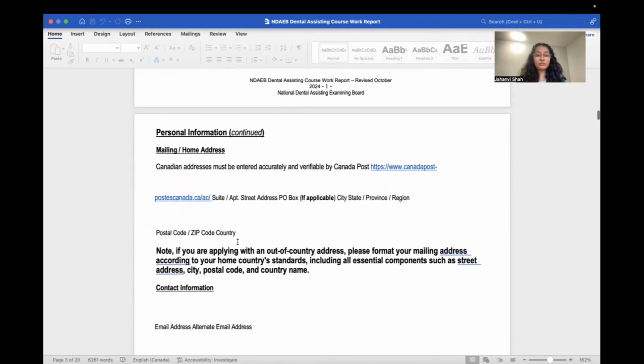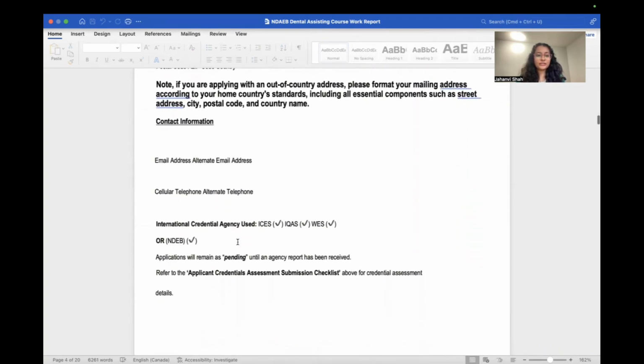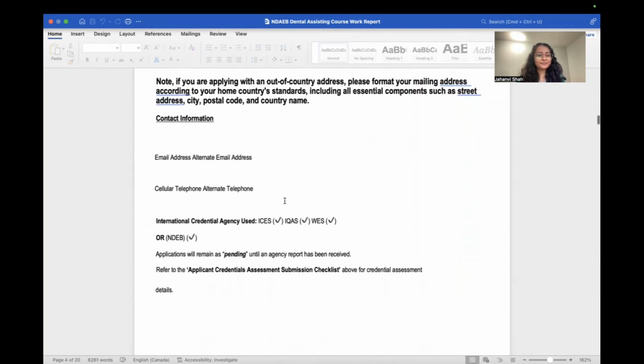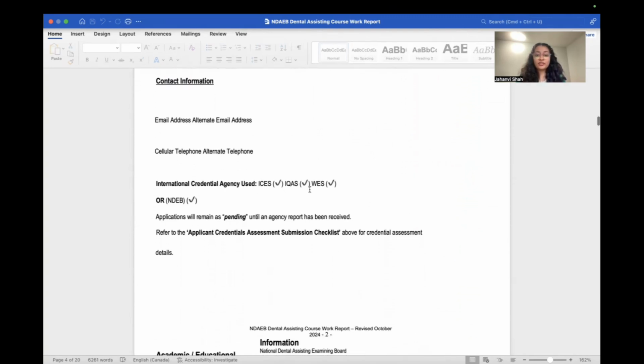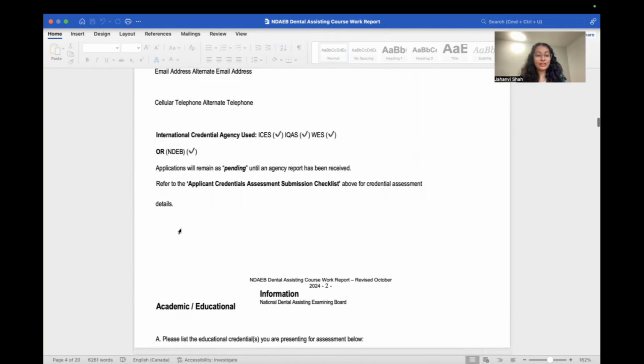You have to let them know your address, your country code, your postal code, your email address, and your telephone number. Once you're done with that, you have to let them know which international agency for credentials you have used. I used WES, so I'm going to circle that. If you have done it with NDAEB, you're just going to let them know that it's just NDAEB. Like I said in my previous video, the application will remain pending until an agency report has been sent or received by NDAEB.